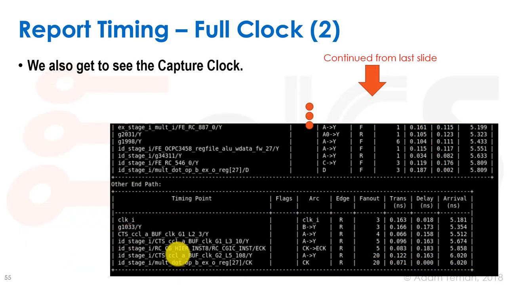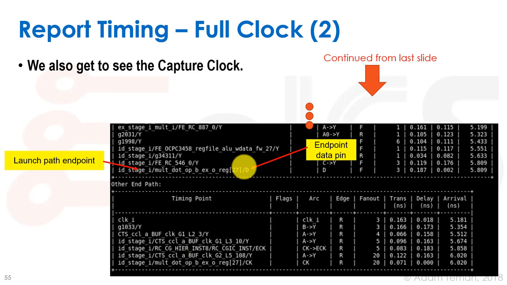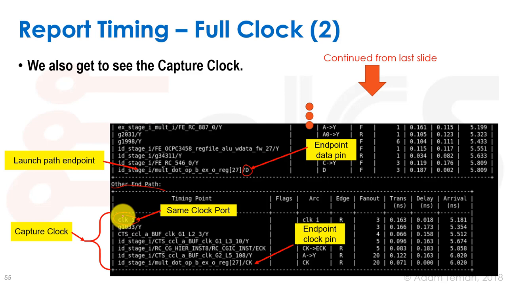Okay, and when we continue down, we get to see that this is the same endpoint that we saw before. This is the endpoint of the launch path, and then we get to the other end path. This is the capture path. So now at the capture path, we can see that we have the same clock port. It also starts at this clock underscore I input, and it ends at the endpoint flip-flop's clock port. So if we would have looked at the header again, this is where it ended, and we can see the whole propagation through the capture path. So I think it's better to look at this whole timing report that includes everything that the clock propagates through once we have finished clock tree synthesis.